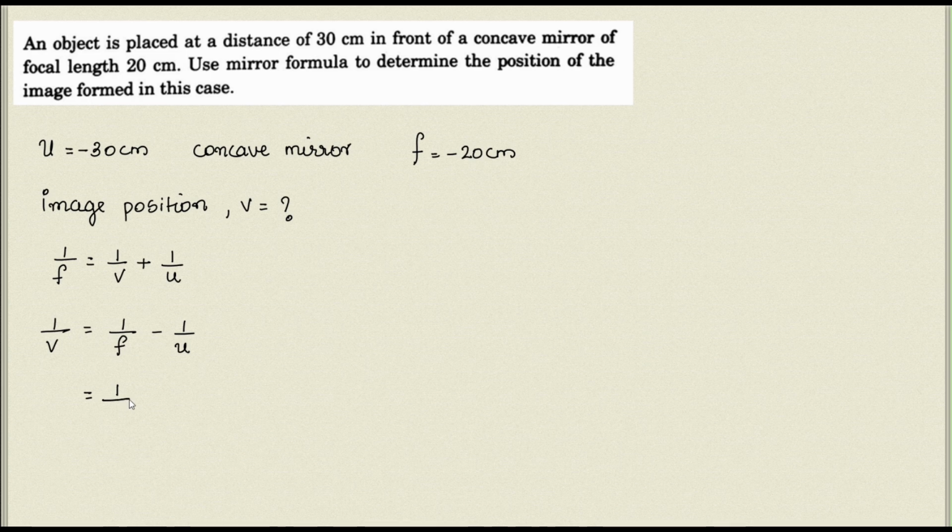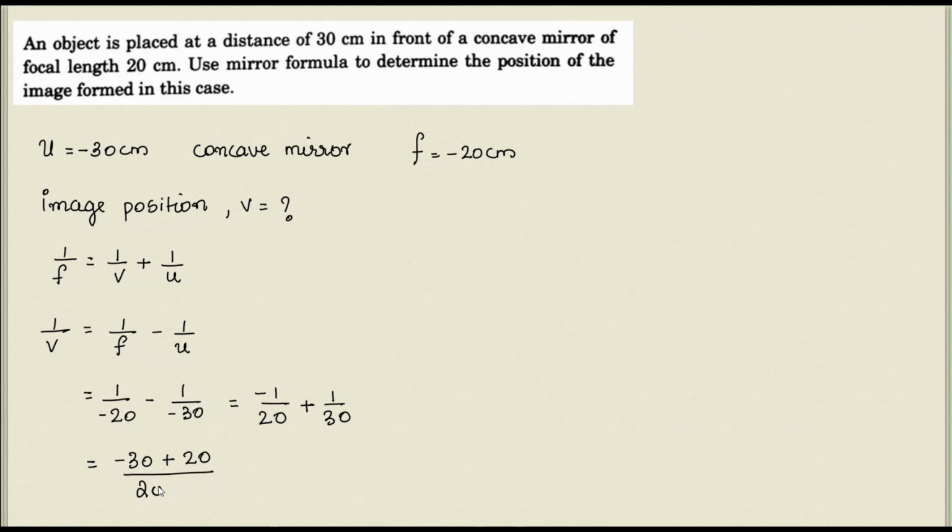So we'll be getting 1 by minus 20 minus 1 by minus 30. Now this can be written as minus 1 by 20, and this minus and minus together form plus 1 by 30. Yes, now we can cross multiply. So we get minus 30 plus 20 divided by 20 into 30, that is, 1 into 30 is 30 and 1 into 20 is 20. That would be equal to minus 10 by 600. Now we can cancel a 0 from numerator and denominator. You will be getting minus 1 by 60. So this is the value for 1 by v, that is equal to minus 1 by 60.